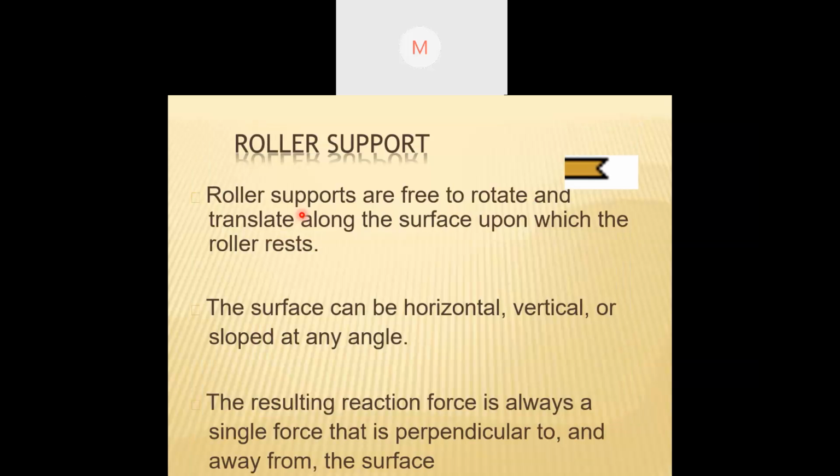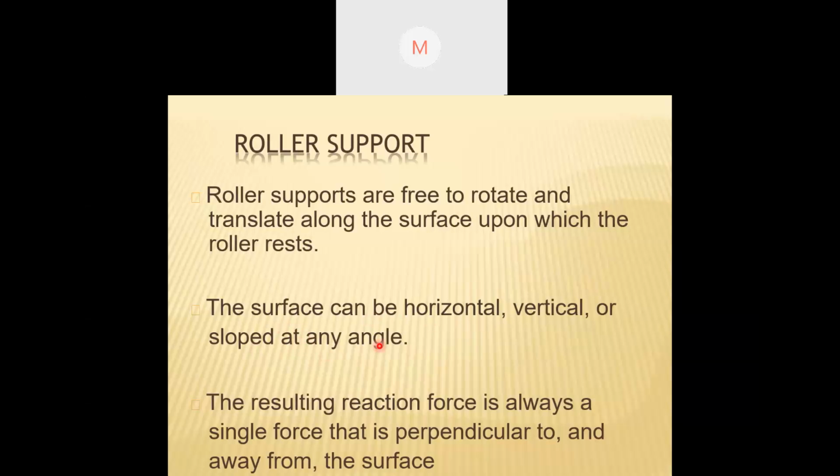Now look, the surface of the roller support can be horizontal, vertical, or sloped at any angle. So the supports can be horizontal, vertical, or sloped at any angle.